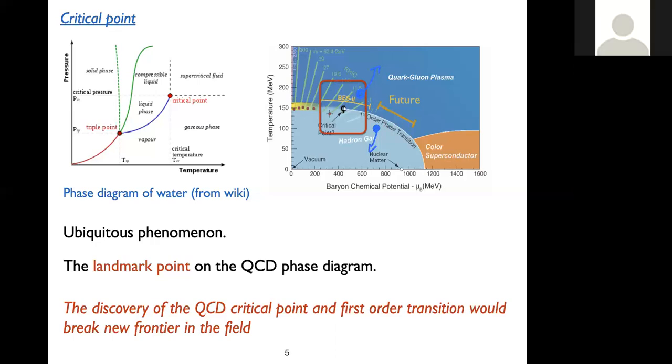Thank you. I think it would be nice if we can see two colliding energies where the data show some qualitative differences. Even if those two colliding energies miss the critical point, I still think this is very exciting news.